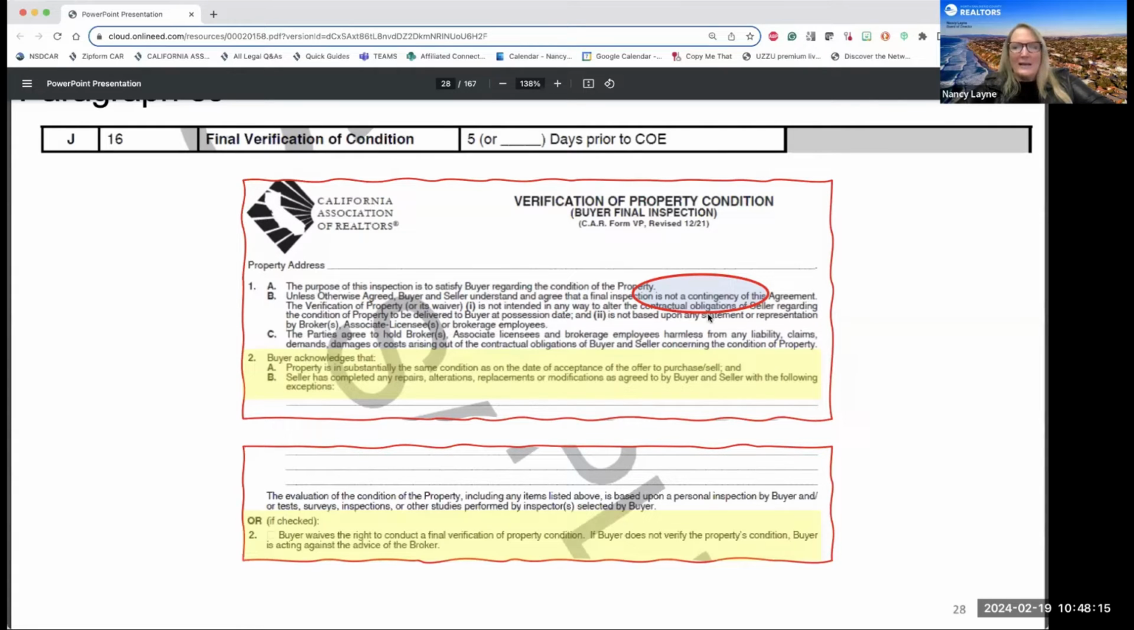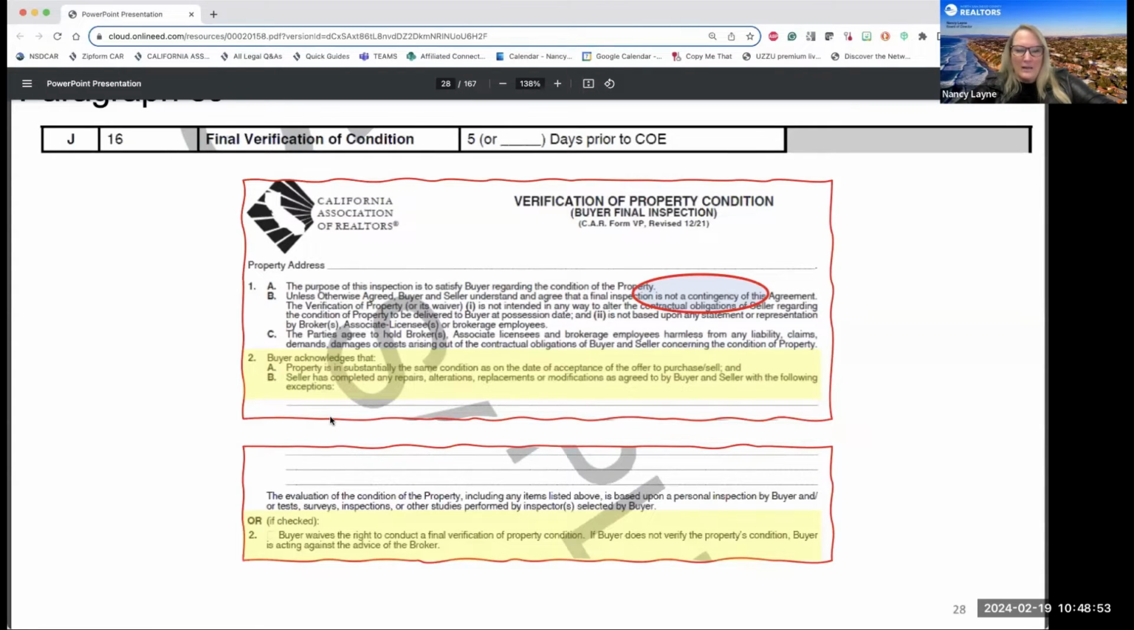This form is not a contingency of the agreement. So the verification of property or its waiver isn't intended to alter the contractual obligations, right? But the buyer acknowledges that the property is in substantially the same condition as on the date of acceptance. So when we say that a property is as is, and a lot of agents will write as is into the contract, this is what we're referring to. That the property is in substantially the same condition as on the date of acceptance of the offer to purchase. That's literally what that says.